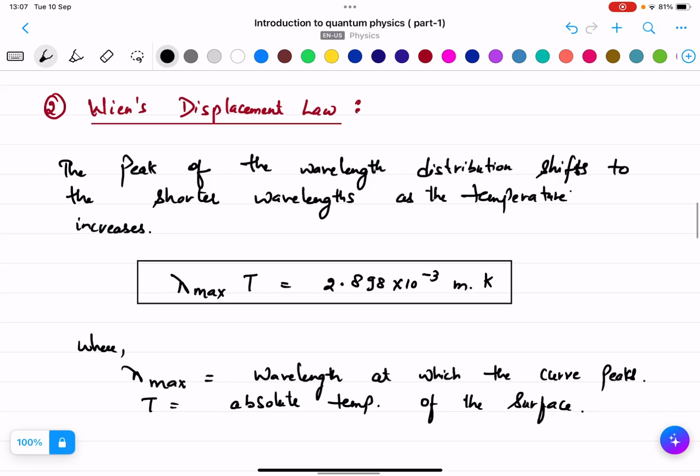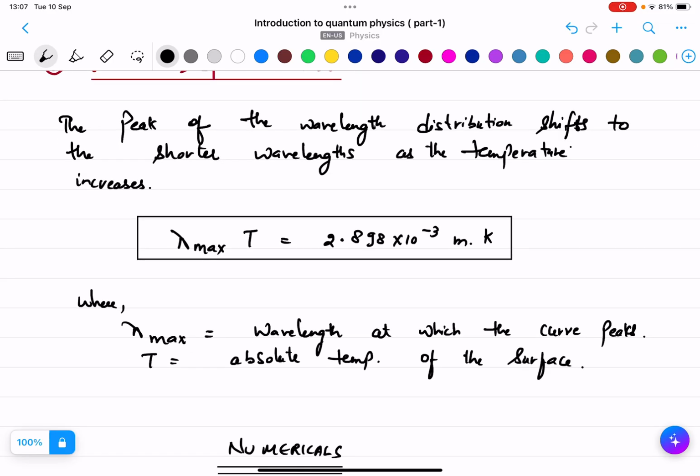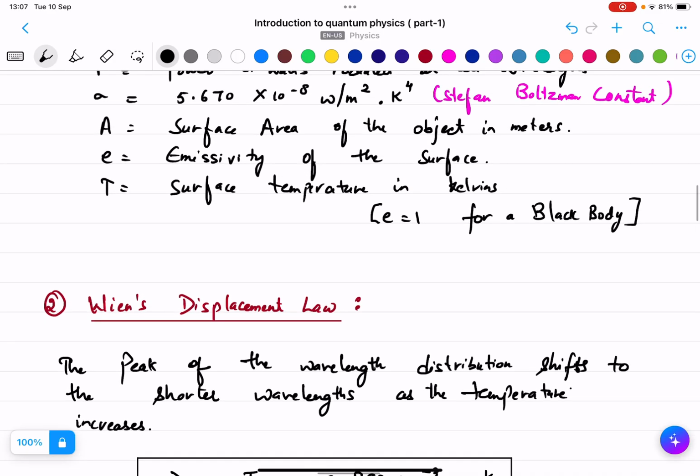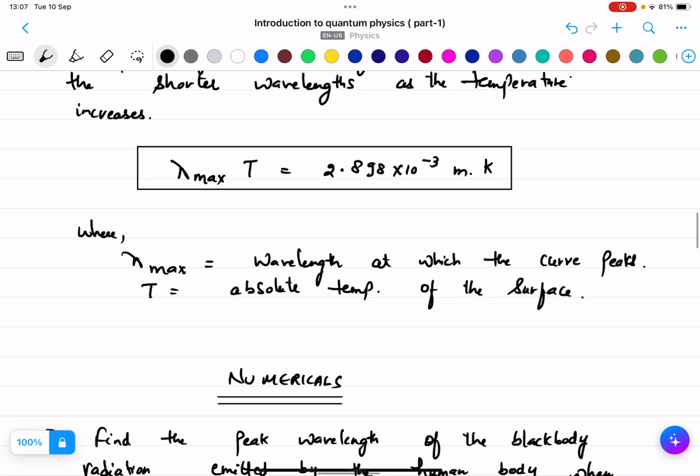Lambda max equals the wavelength at which the curve peaks. So suppose this is the curve, then this will be my lambda max. Wherever the curve is at the peak, this is your lambda max. And T equals the absolute temperature of the surface. So these are the two formulas which we will be using in the numericals.